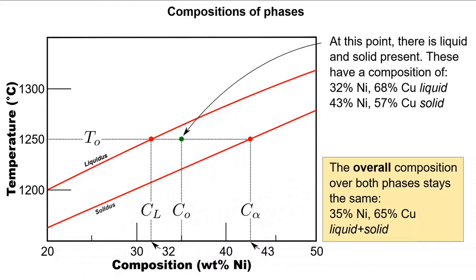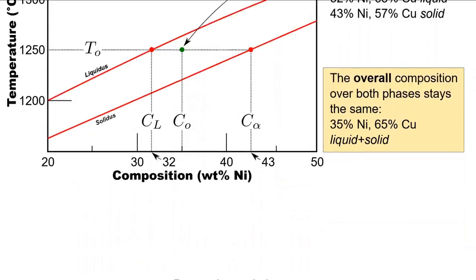We can now say that for an overall composition of 35 weight% nickel and copper at 1250 degrees Celsius, there are 2 phases present, liquid with a composition of 32 weight% nickel and a solid with 43 weight% nickel. The overall composition has stayed the same, but there's been a shift in the distribution of nickel between the 2 phases. As I explained in part 1, this is because the Gibbs energy can be further decreased by doing so, rather than forming just solid and liquid.